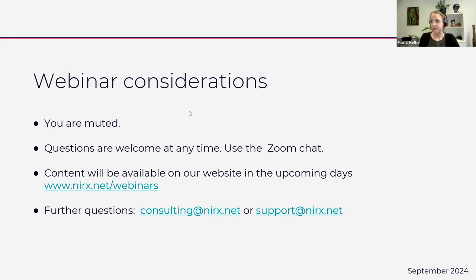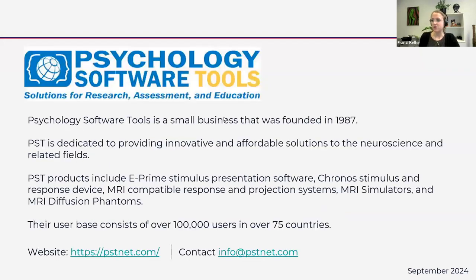Perfect. So then let's start right in. I'm going to do some introductions. As I said, I'm joined here today by two wonderful colleagues from Psychology Software Tools, the company who helped us develop our extension for E Prime. Psychology Software Tools is a small business that was founded in 1987, dedicated to providing innovative and affordable solutions to the neuroscience and related fields.